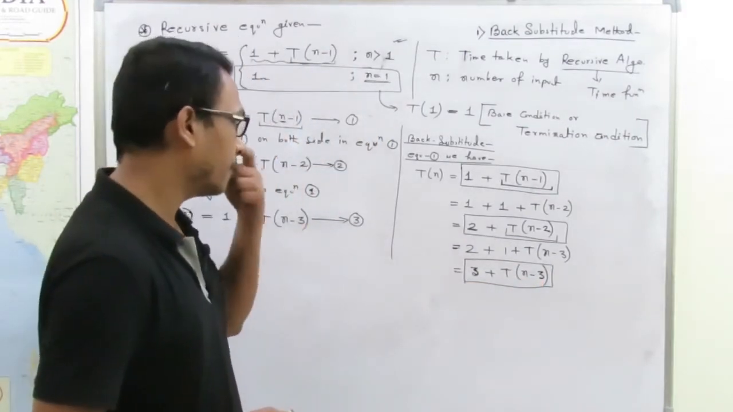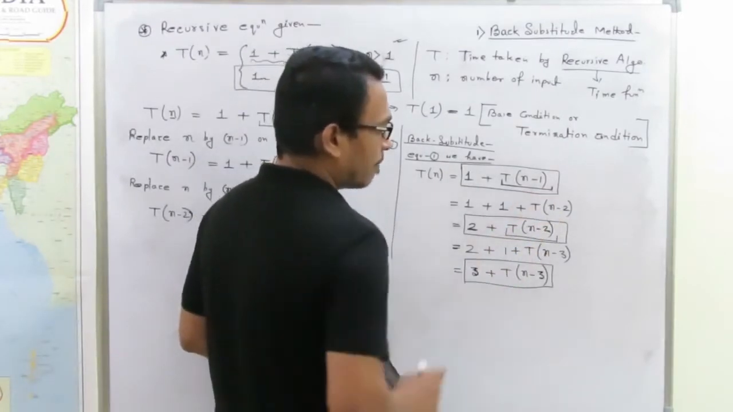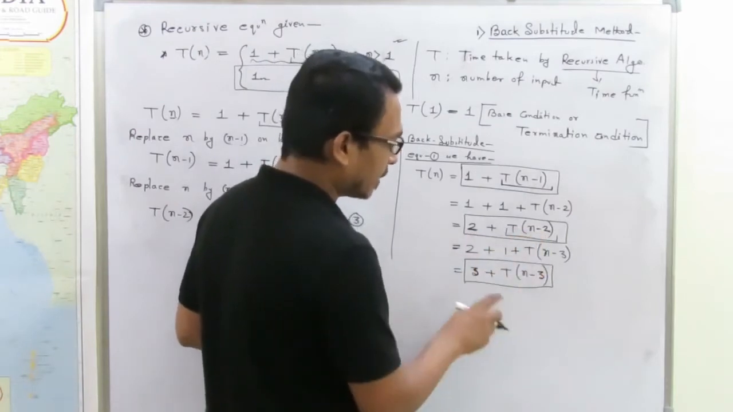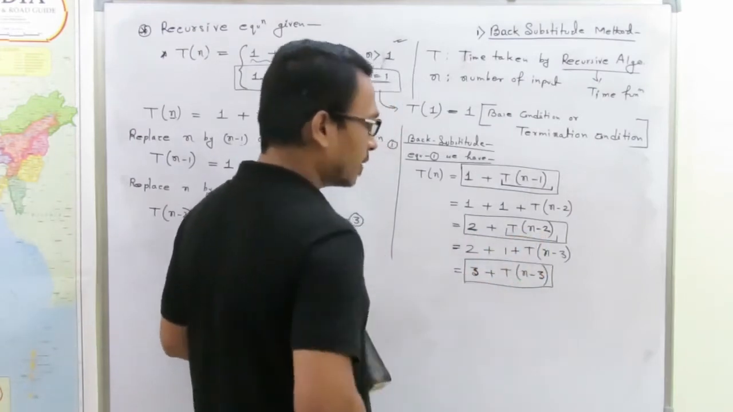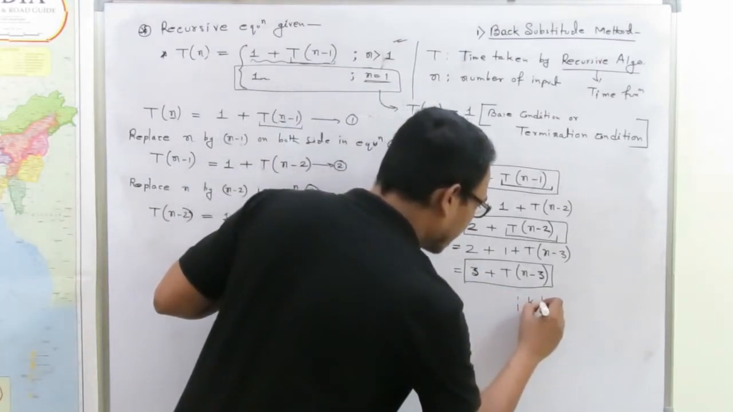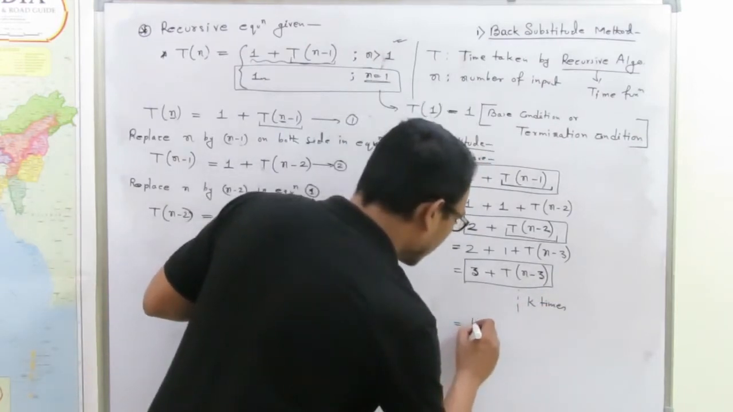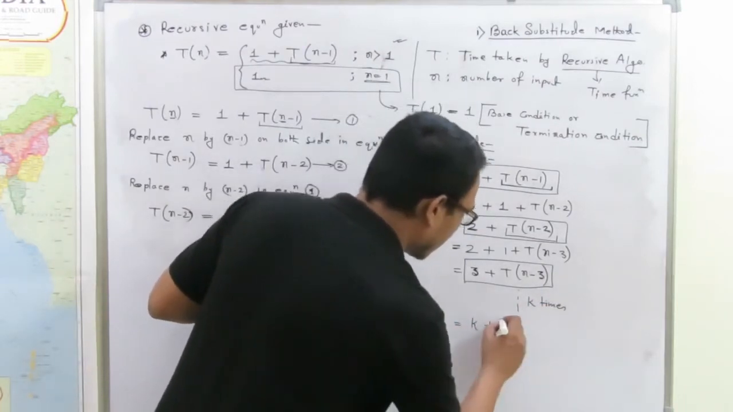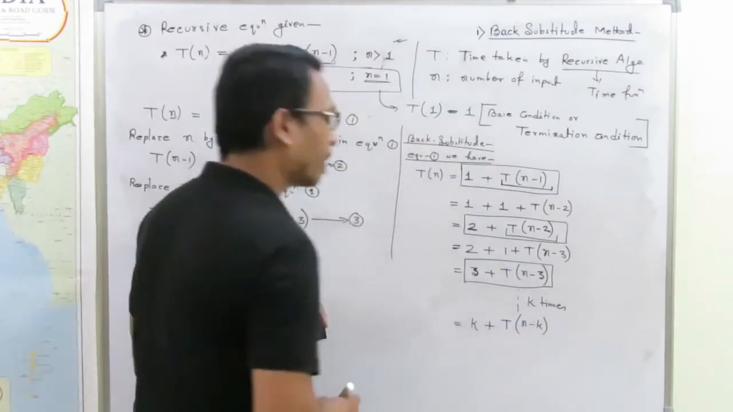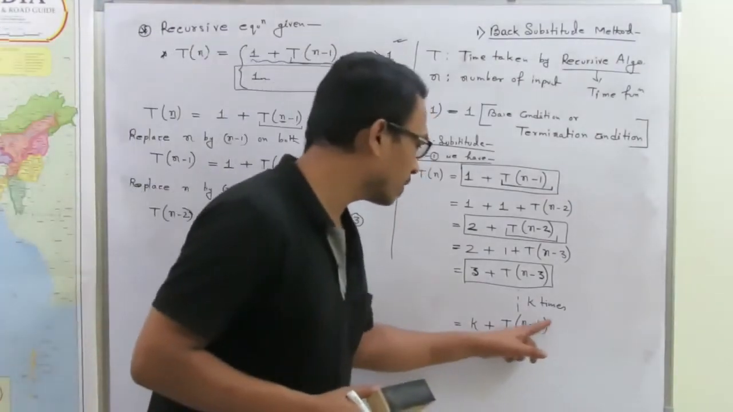Now look at here. When we substitute the first time, we get 2 plus this thing. When we substitute next, we get 3 plus this n minus 3. Now if we repeat this thing k times, what we will get? We will get k plus t of n minus k. Hope you understood the concept, how we get this term.